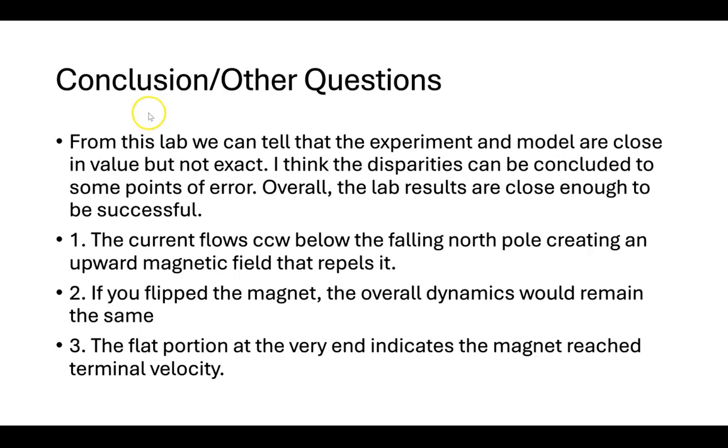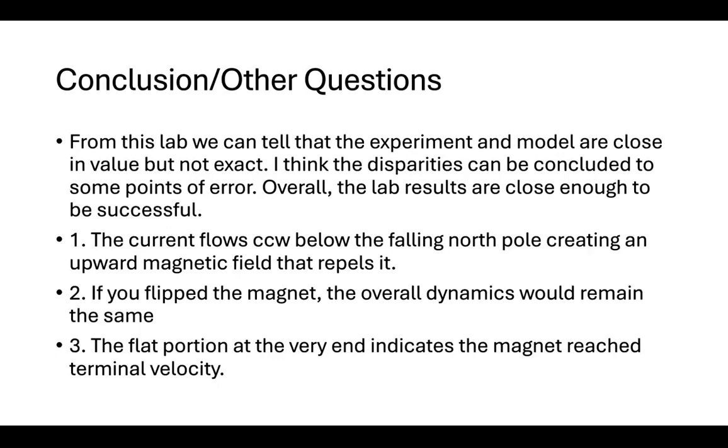So for the conclusion and other questions, which are at the bottom of the lab, I already answered number 4, so I didn't include that. There was actually 3, but I just put it right here. So from this lab, we can tell that the experiment and model are close in value, but not exact. I think the disparities can be attributed to some points of error. Overall, the lab results are close enough to be successful.